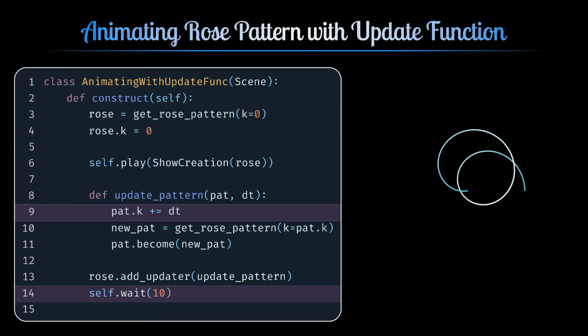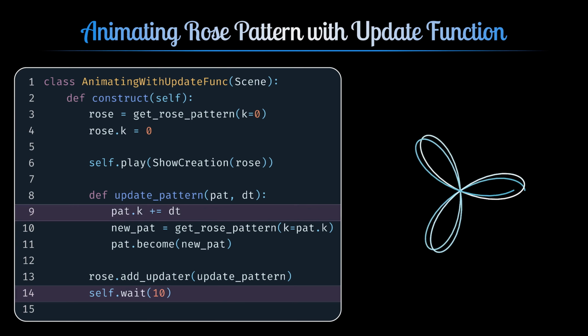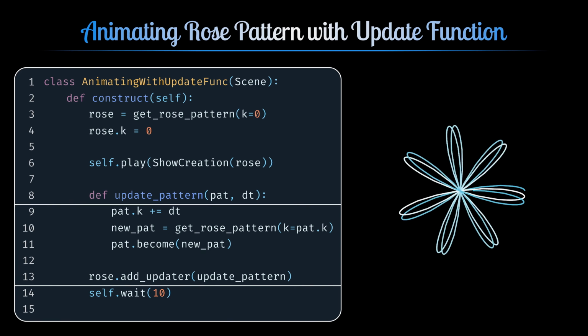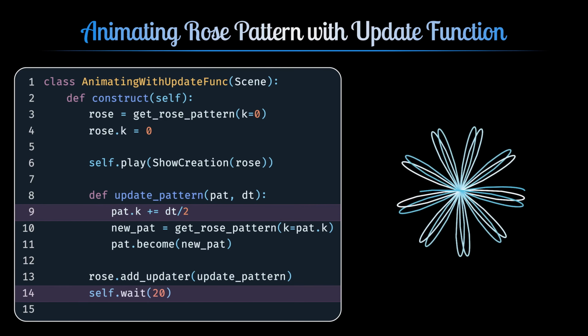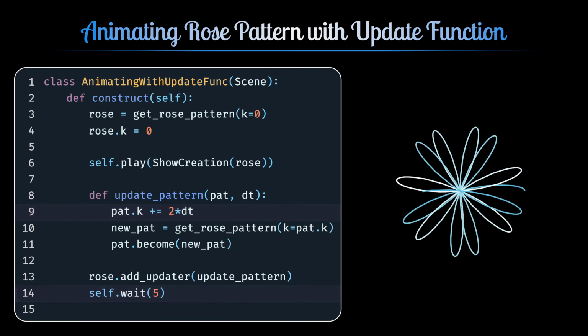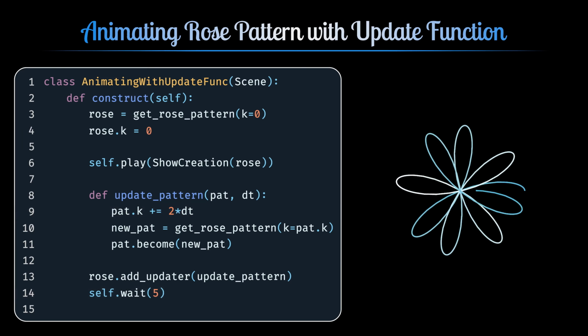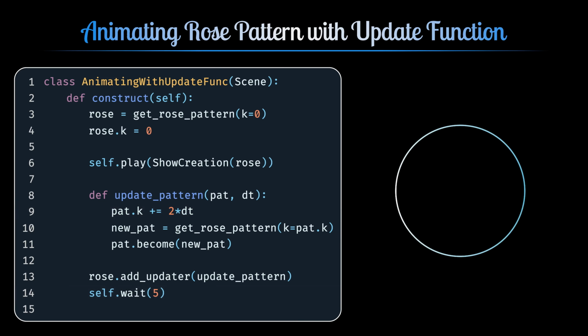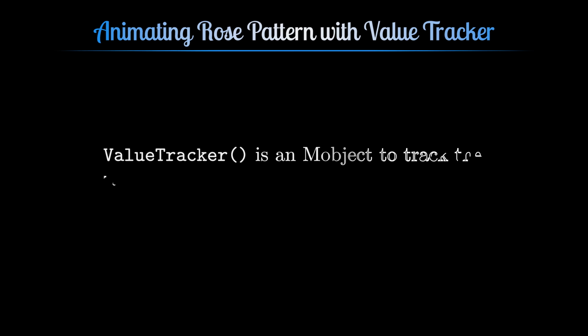But this is taking a cumbersome approach of calculating the increment after every frame. Assume that we need a runtime of 20 seconds. Then the increment value changes to dt by 2. If the runtime is 5, then the increment is 2 dt. We can avoid this boring calculation by defining a variable and tracking its value at each frame. We can implement this idea using ValueTracker.